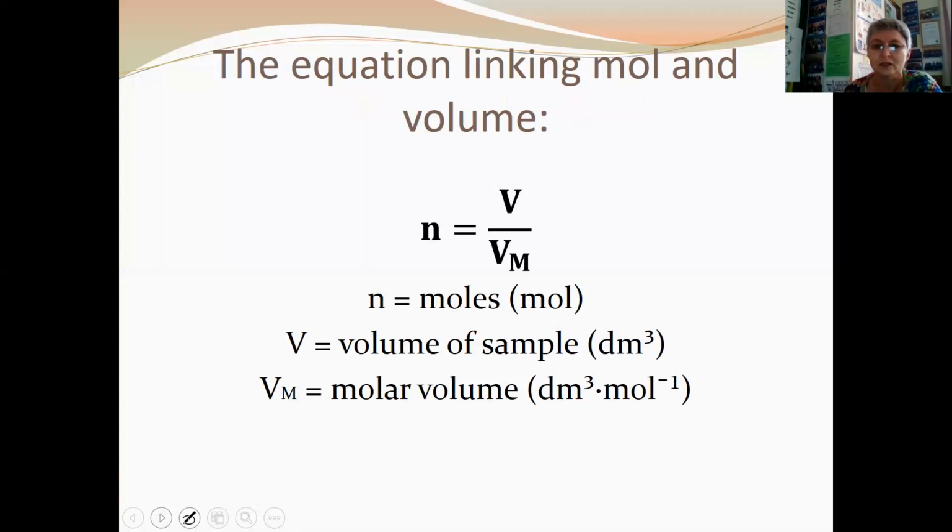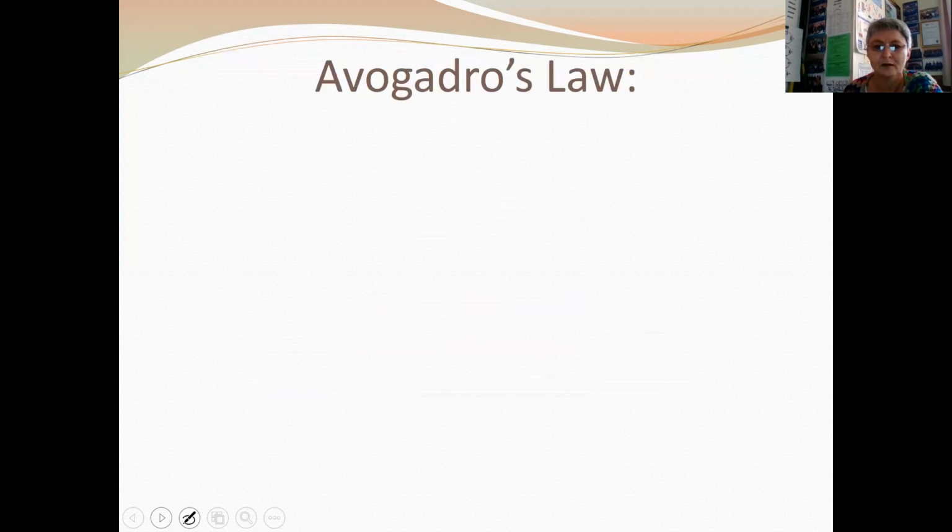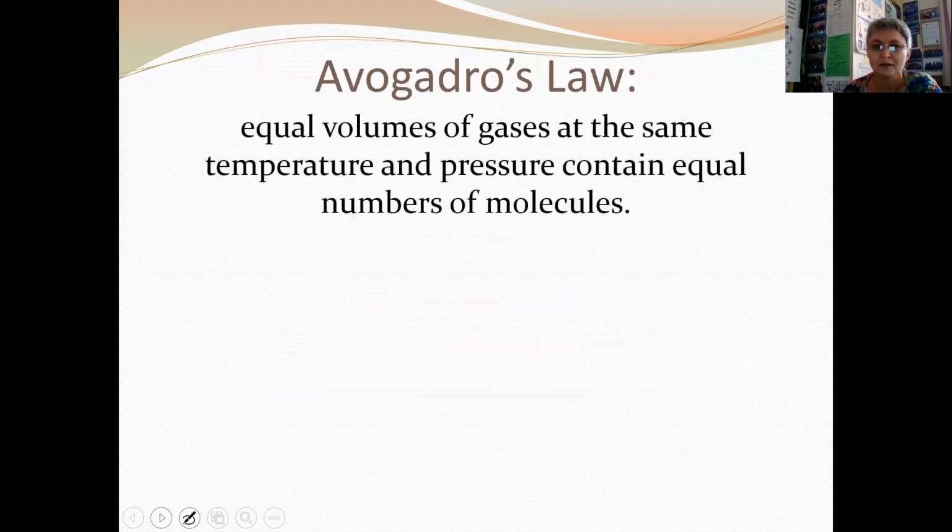How do we calculate moles and volumes from molar volume? This is the equation. The number of moles, n, would be equal to the volume of the sample of gas divided by the molar volume. This we use when we work under standard temperature and pressure conditions.